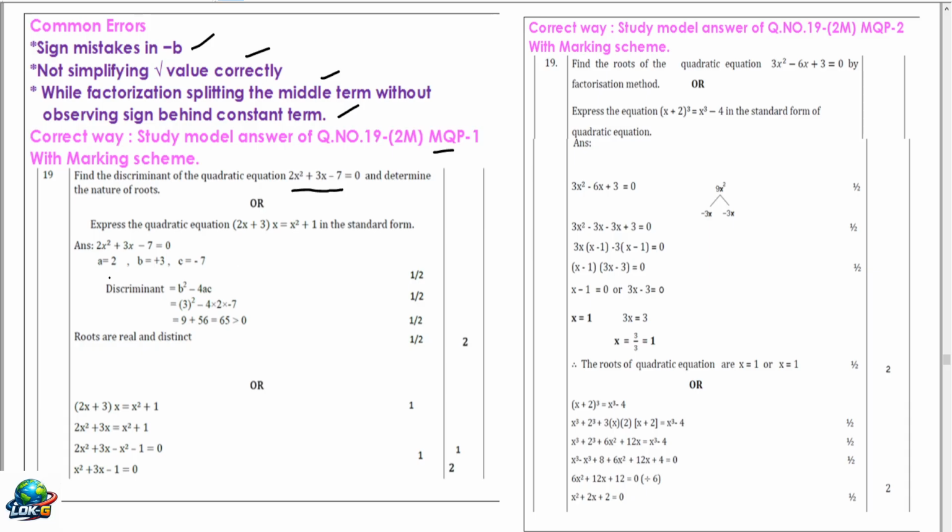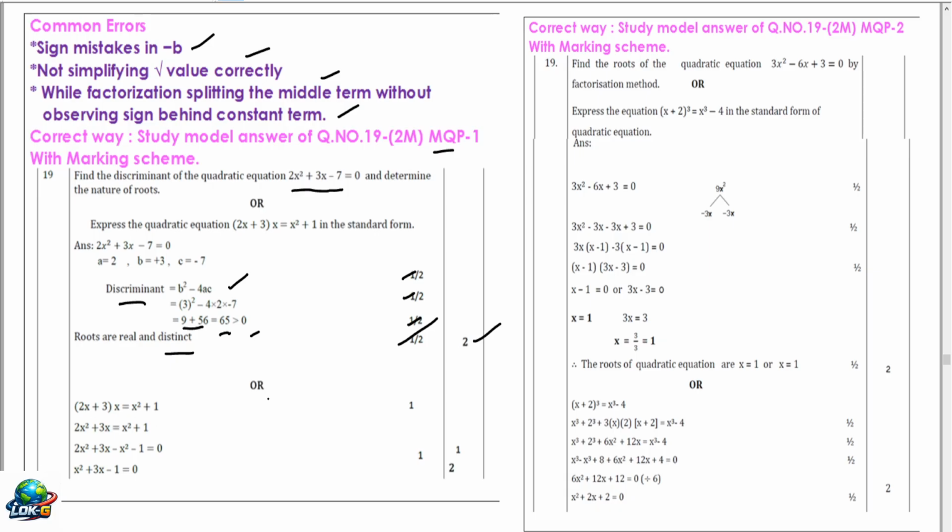Compare with the standard form. a is equal to 2, b is equal to 3, c is equal to minus 7. Discriminant b square minus 4ac. b square is 3 square minus 4, a is 2 and c is minus 7. Minus into minus is plus, 3 square is 9, 4 2s are 8, 8 7s are 56, plus 9 is 65, greater than 0. For each step you will get half mark. The roots are real and distinct. For that you will get half marks, 2 marks are scored.